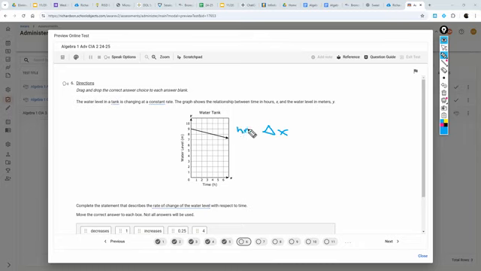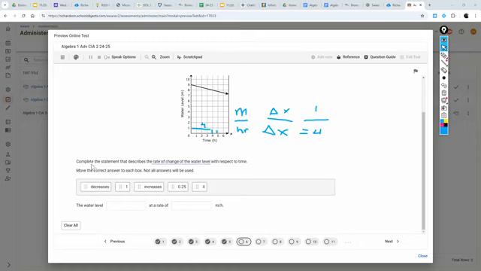I'm going to put HR for hours. And then my change in Y is going to be representing water level, so I'm going to put meters. So I know it's going to be decreasing, and we have to figure out what rate. So we start at 9, and then my slope is going to be I'm rising 1, and I'm running 4. So I know that every 4 hours, it's decreasing 1 meter.